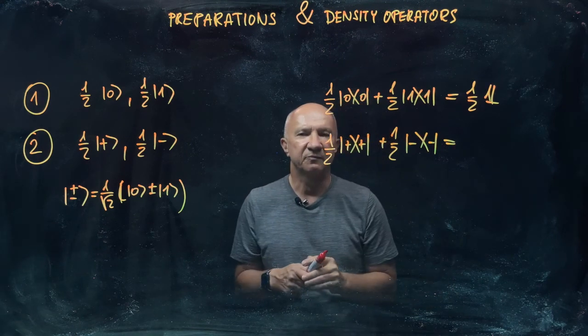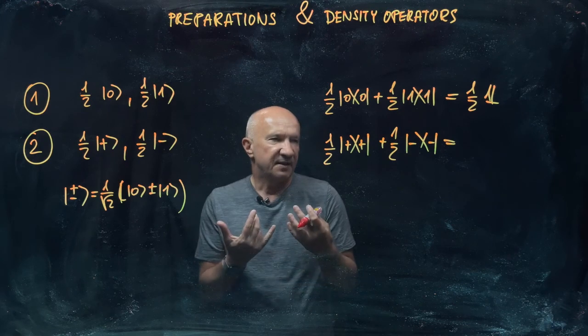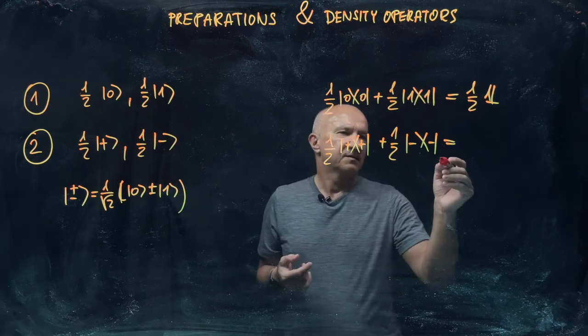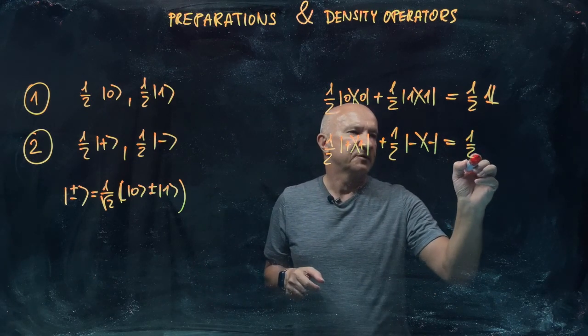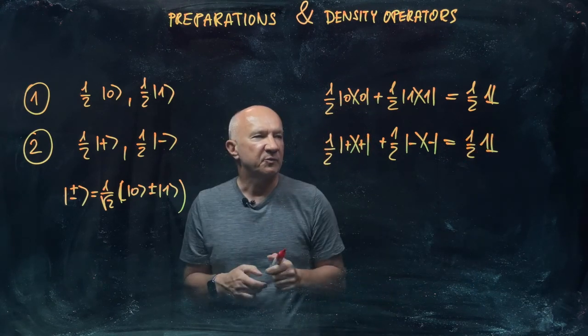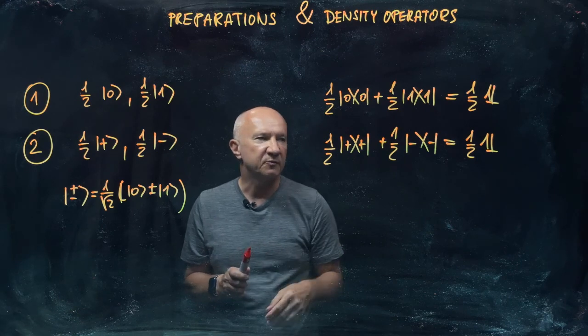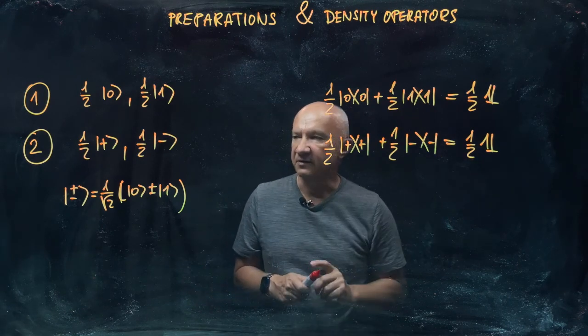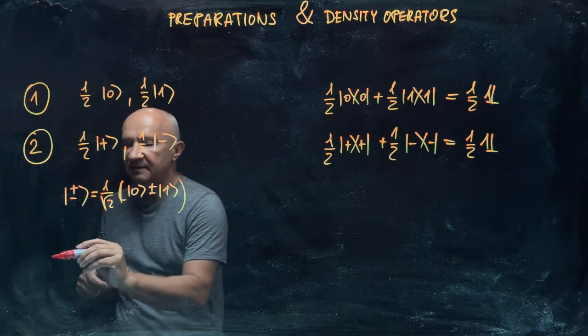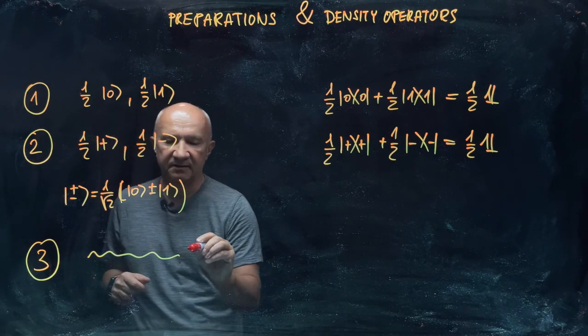Therefore, all I can say about the state that I'm getting is that it's described by the density operator, which is half of the identity. And again, all statistical properties of the measurements that I'm going to perform on this qubit will be described by this density operator. Okay, and there's then the third preparation where I get an entangled state of 2 qubits.